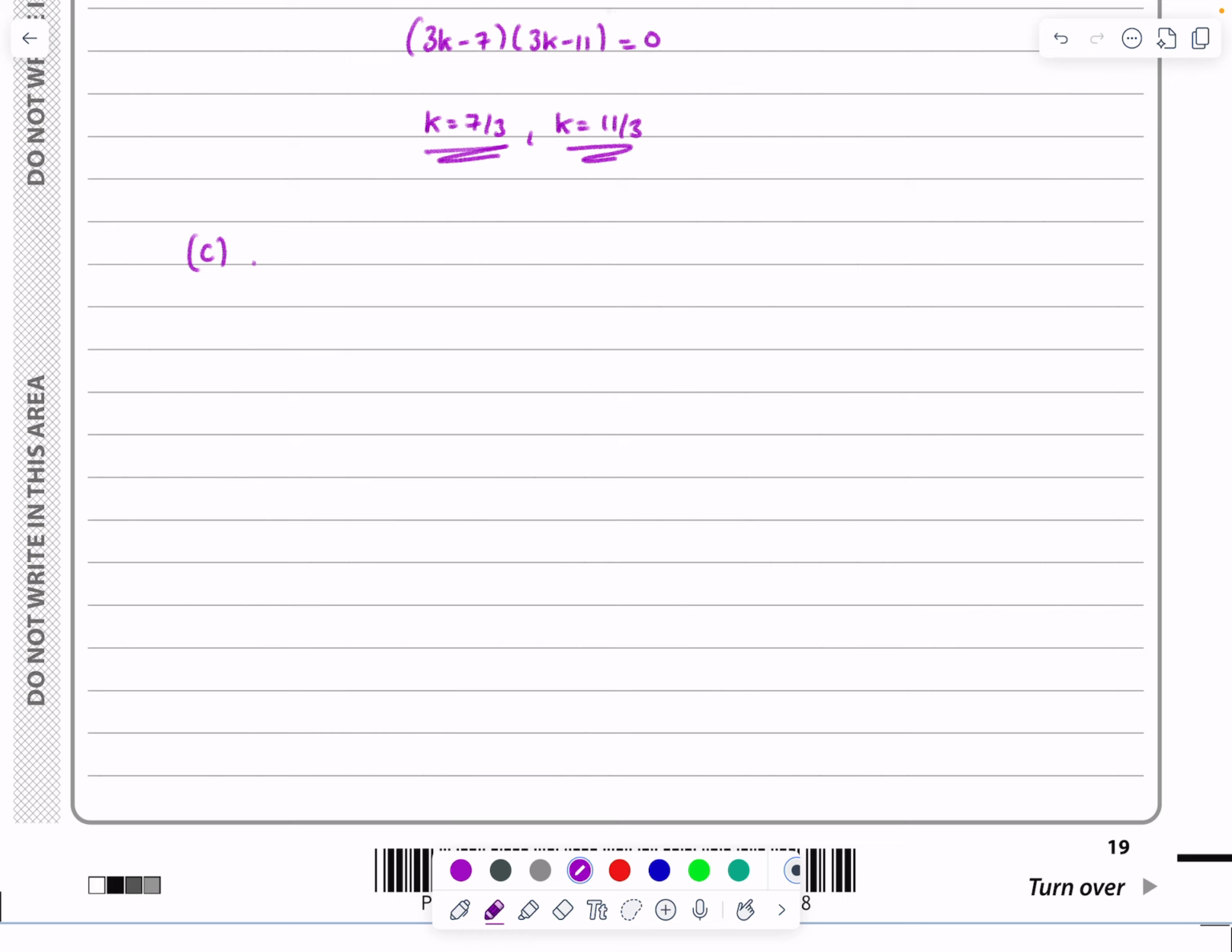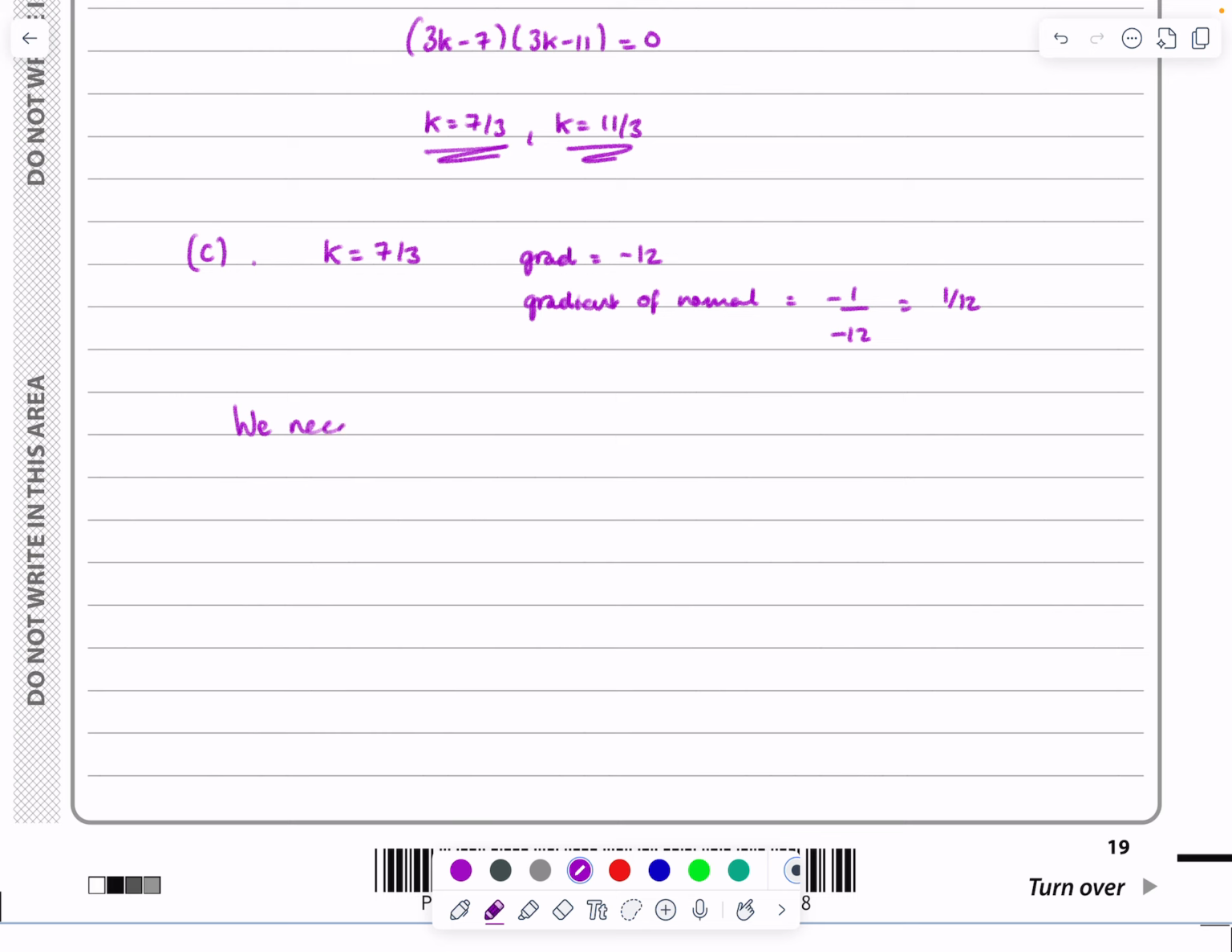it's up to you which way round you do this now. So first thing I'm going to say is that k equals 7 over 3, because we've been told that. And what I'm going to do is to work out the gradient of the normal. So I'm going to say gradient equals minus 12, gradient of the normal is minus 1 over that, minus 1 over minus 12, so that's 1 over 12.